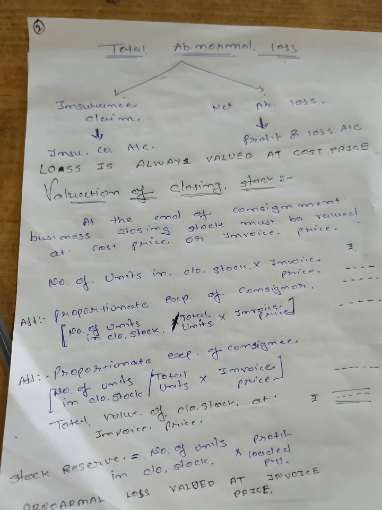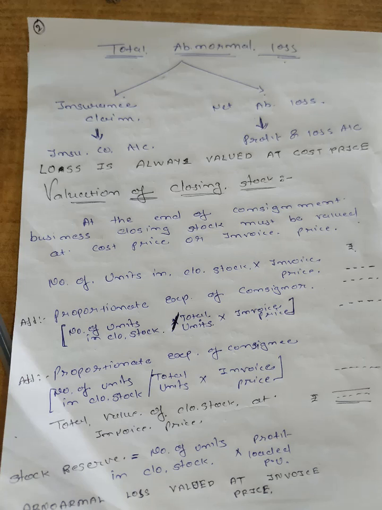At the end of the consignment business, closing stock must be valued at a cost price or invoice price. If invoice price is given, the closing stock must be valued at an invoice price. In the same manner as when we calculate the abnormal loss, we calculate the total closing stock. First, number of units in closing stock multiplied by invoice price. To this figure, you are going to add proportionate expenses of consignor and consignee.